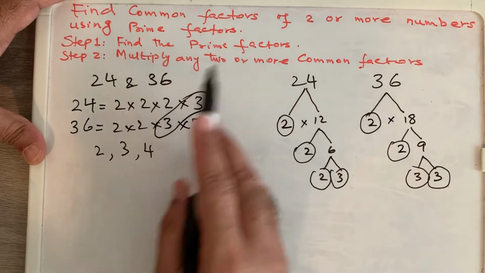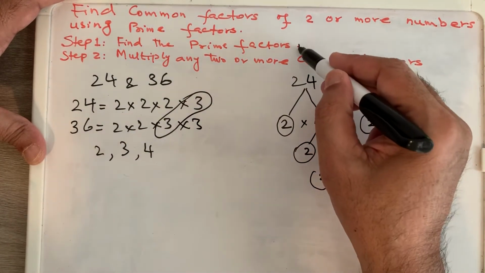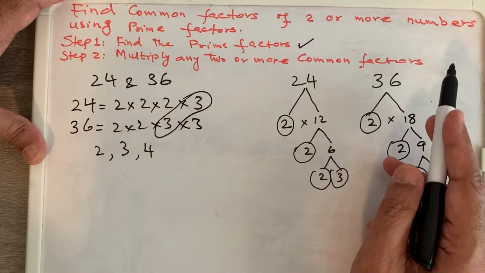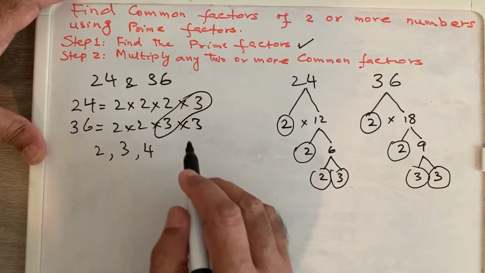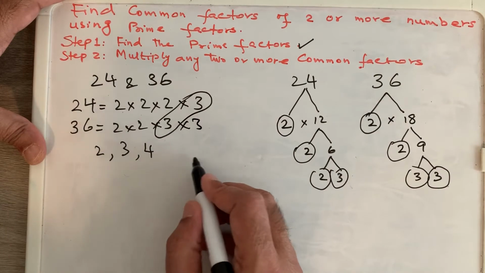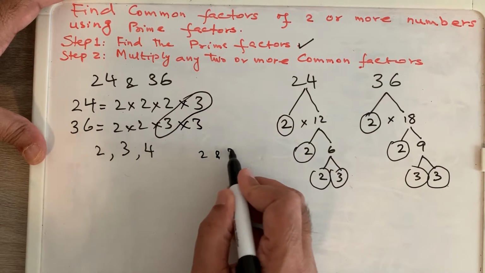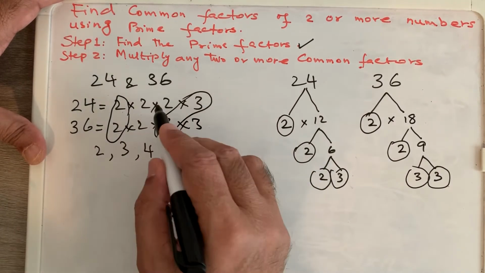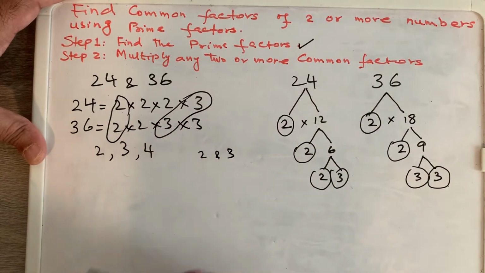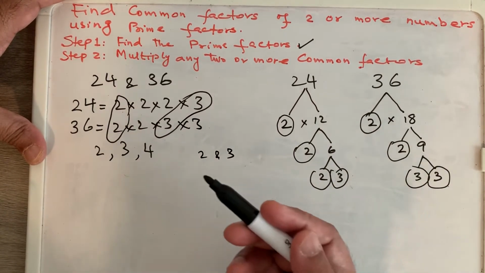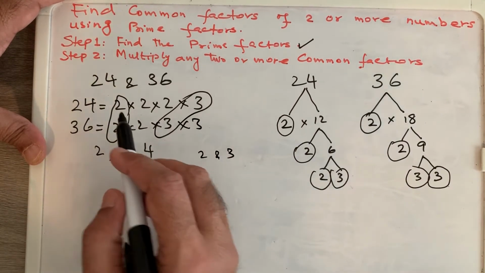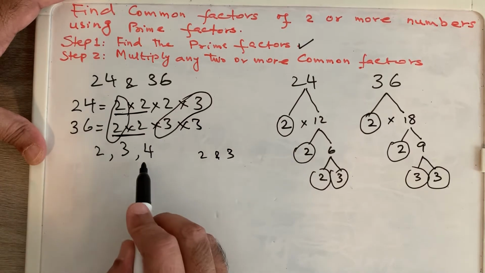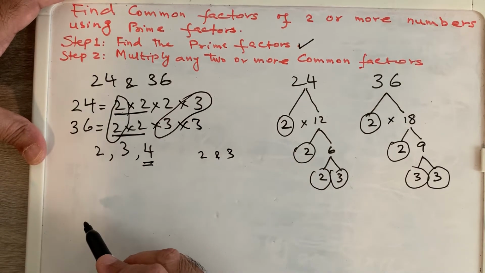We find the prime factors. First step is done. Next, multiply any two or more common factors. What are the common factors? We will say 2 and 3 are the common factors, because this is common here and this is common here. But we can multiply and get other common factors as well. What I can do is 2 times 2 is here and 2 times 2 is here, so 4 is also a common factor, right?